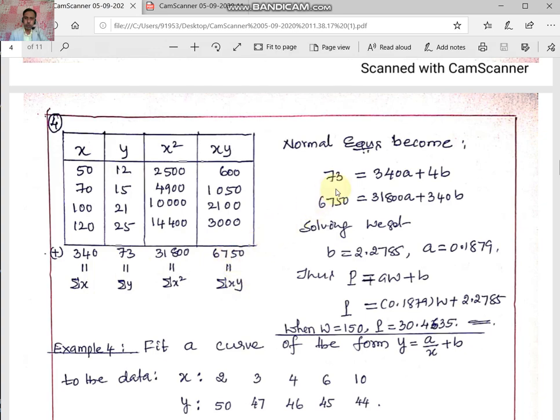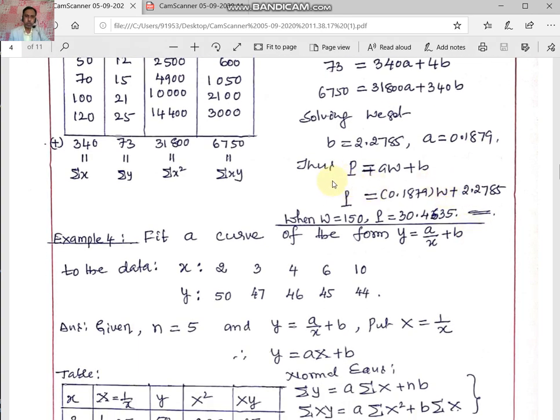Substitute these sums into the normal equations, that is 73 equals 340a plus 4 times b, and 6750 equals 31800a plus 340b. Solving them, b becomes 2.2785 and the a value is 0.1879. Thus, our straight line, the given equation p equals aw plus b, becomes p equals 0.1879w plus 2.2785.